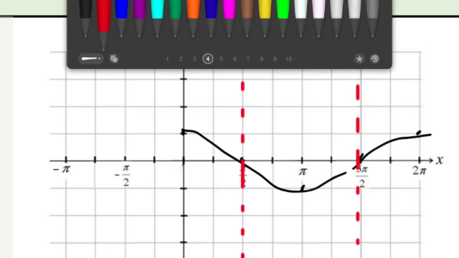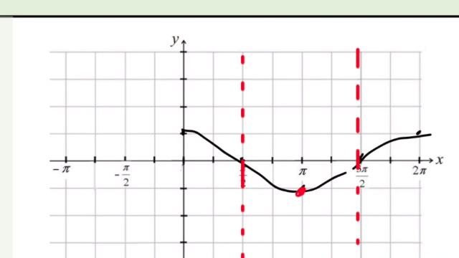Now we need to find the peaks. Wherever there's a peak, we're going to draw our parabolas. Whoops, those last two came out really messy. Let me do those over really quick. It's just a weird angle for me. There we go.